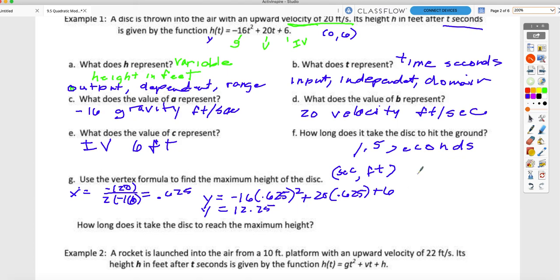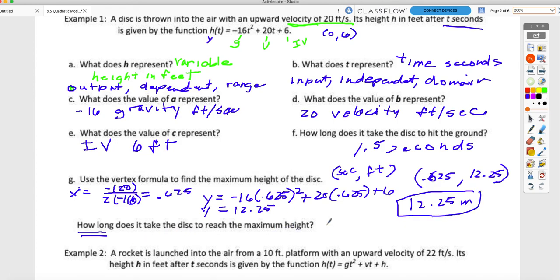So what do I know right now? This is what my vertex looks like. 0.625 seconds, and a maximum height of 12.25 feet. So I have a key right here that says these are what your two values for your vertex are going to be. If you know what these are, then you can actually answer the question correctly. The maximum height was 12.25 feet. So that answers that question.